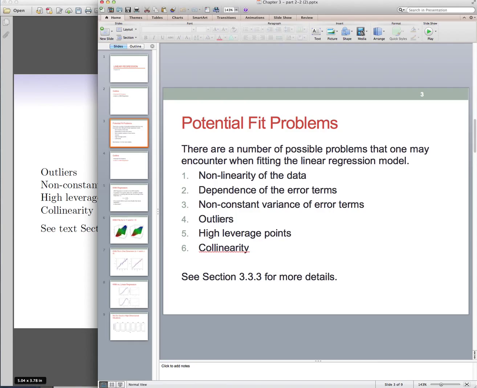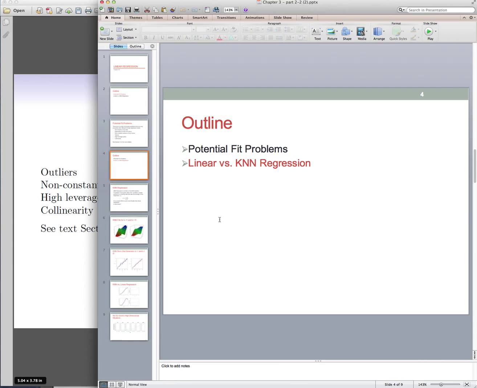Outliers and high leverage points are something you should stay away from. You should always drop these points before dealing with regression lines. And collinearity, that means the linear relationship of your coefficients, is another point. I think we spent quite some time in our earlier videos on this part. So now the question is, when should we use a linear model? When should we use KNN regression?